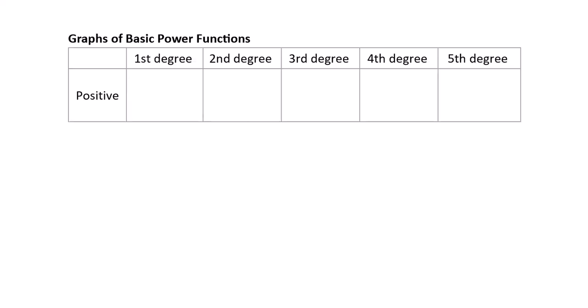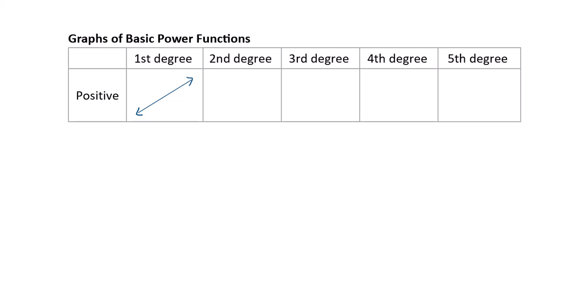Let's look at the graphs of basic power functions. If I have a positive first degree function, y equals x, then it's going to look something like this. So it's positive. You can see that it is increasing as we read left to right. And first degree, there are no bends, no turns to it.